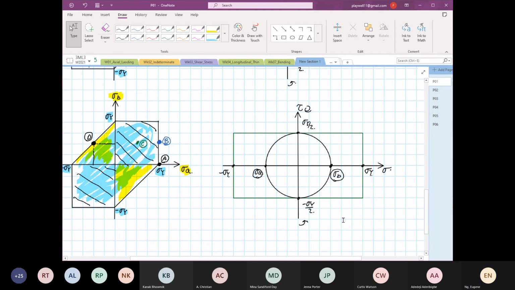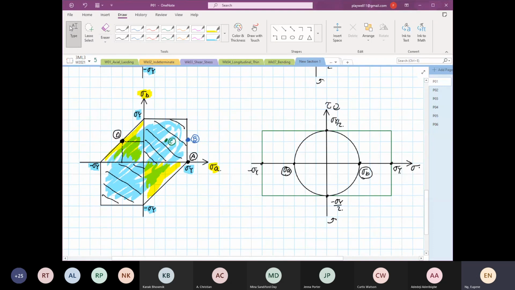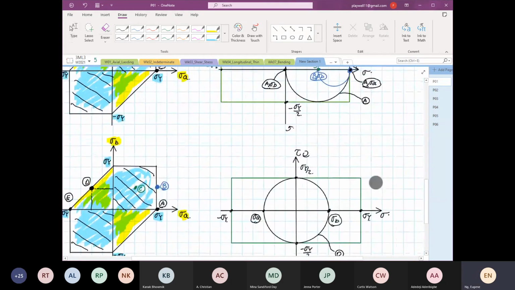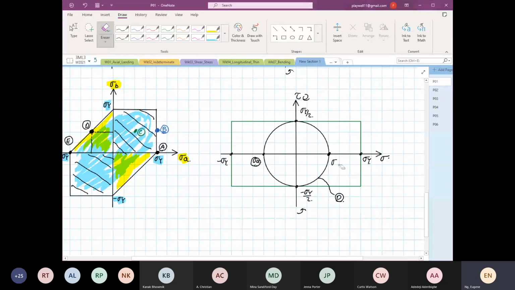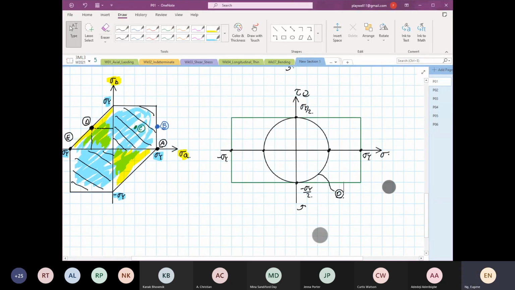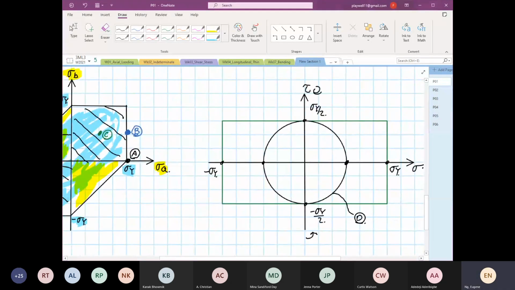If we were to reach another condition, condition E, I do apologize. This circle is for condition D. I forgot how I labeled. So this is D, stress B, and this is D, stress A.